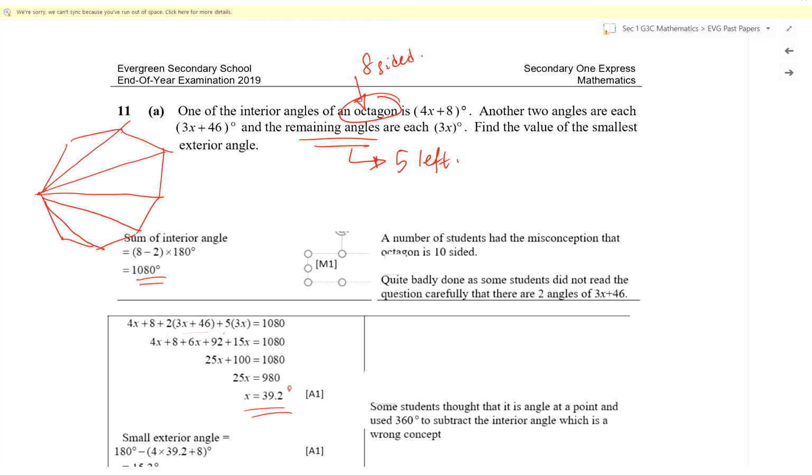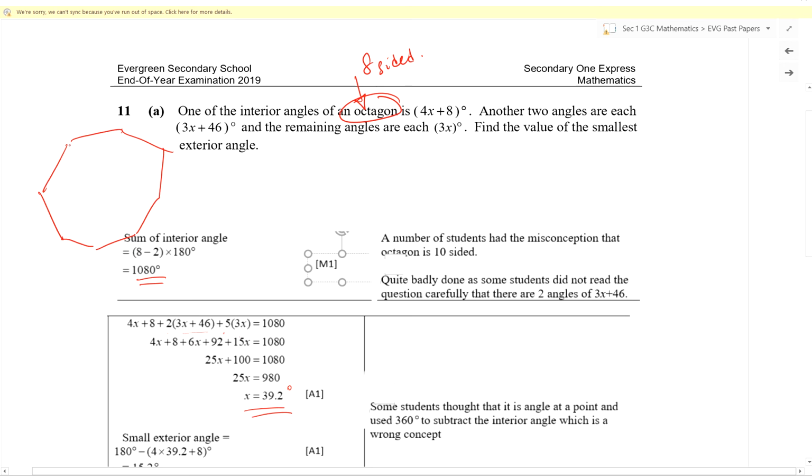But that's not the end. They are not asking you to find x. They want the smallest exterior angle. So what does an exterior angle look like? If this is my diagram, with this as the interior angle, then this is the exterior angle. I want the smallest exterior angle. The smallest exterior angle will correspond to the biggest interior angle. I need to find the biggest interior angle. Then I subtract the biggest interior from 180. That's how I get my smallest exterior angle.